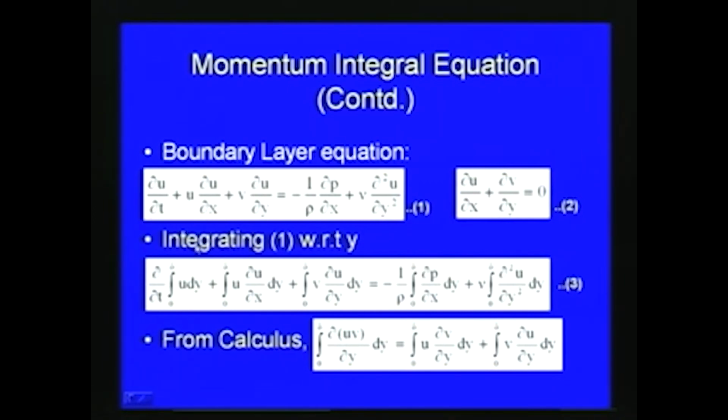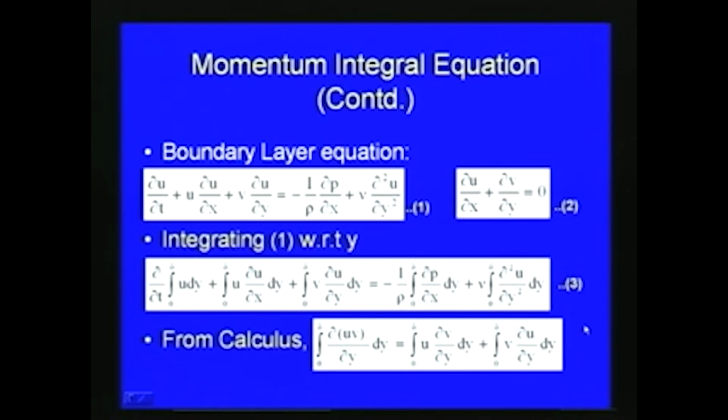After integration within the limits of 0 to delta, we can write del by del t integral 0 to delta u dy, plus integral 0 to delta u del u by del x dy, plus integral 0 to delta v del u by del y dy, is equal to minus 1 by rho integral 0 to delta del p by del x dy, plus nu integral 0 to delta del square u by del y square dy, equation number 3. This is the Navier-Stokes equation in two dimensional form. It is a complicated equation, so we have to use certain techniques to get the momentum integral equation proposed by von Karman. From calculus, we can write integral 0 to delta del uv by del y dy as equal to integral 0 to delta u del v by del y dy plus integral 0 to delta v del u by del y dy.